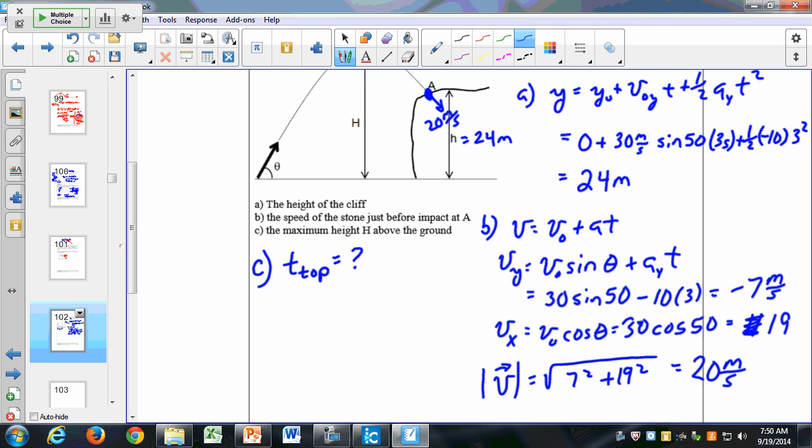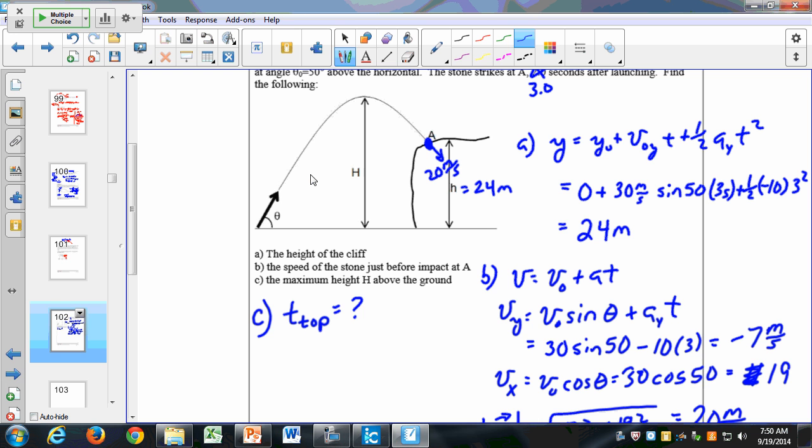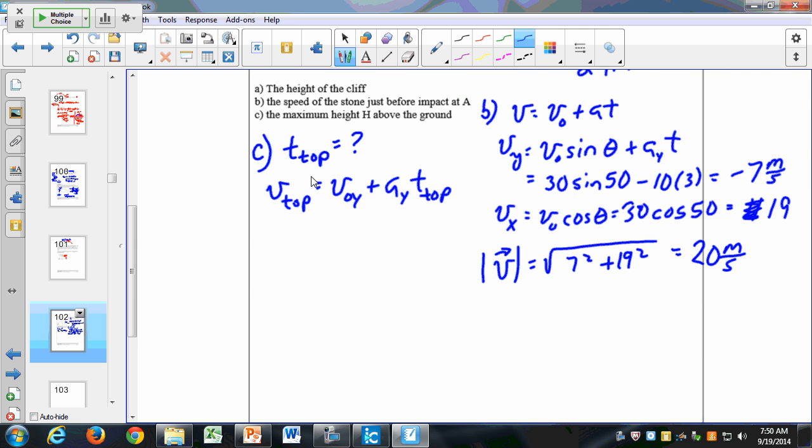And how do we find that? Just like we did in last chapter, the velocity at the top in the y direction is equal to 0. So we can say v top equals v naught y plus ay times t top. And then from that we can determine what is t top. 0 equals 30 sine 50 minus 10 t top.